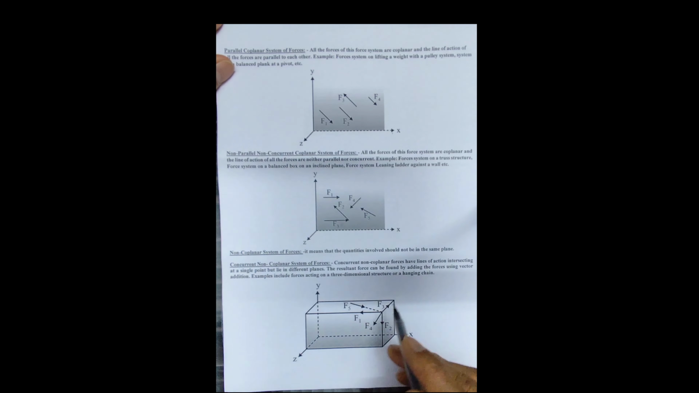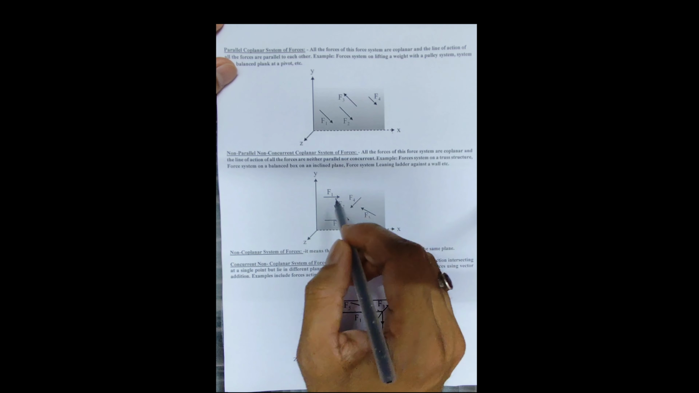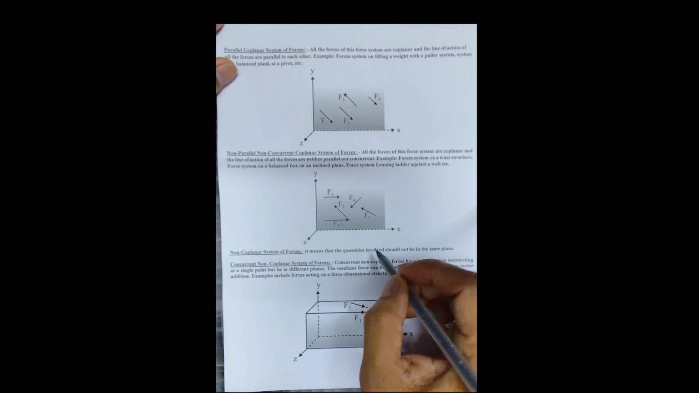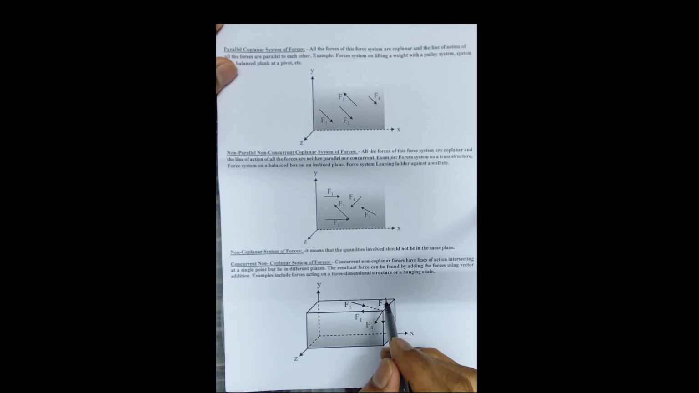Now come to the non-parallel, non-concurrent coplanar forces. That means all forces lie in a single plane, but the line of action does not pass parallelly and does not pass through a single point. That is called a non-parallel, non-concurrent force system, obviously a coplanar force system.